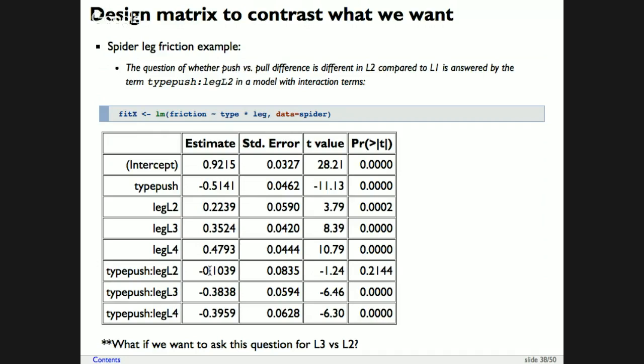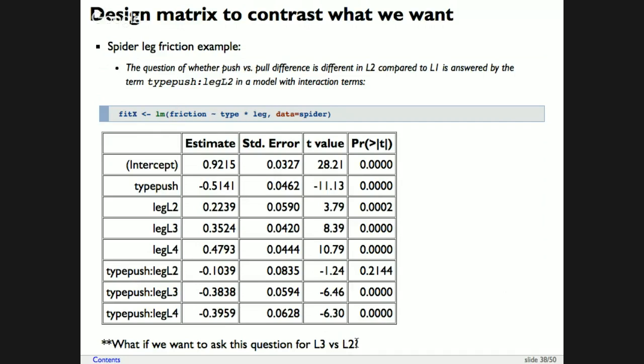So this coefficient we could interpret as, type push, this is the difference between pushing and pulling for the reference category, L1. This interaction term tells you that difference is 0.1 greater or more negative for leg L2, 0.38 bigger for leg L3, and 0.39 bigger for leg L4. So we're able to directly, from these coefficients, say whether the push versus pull difference is different in any of these legs compared to the reference category.